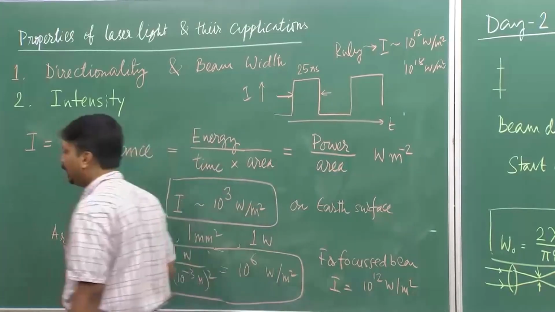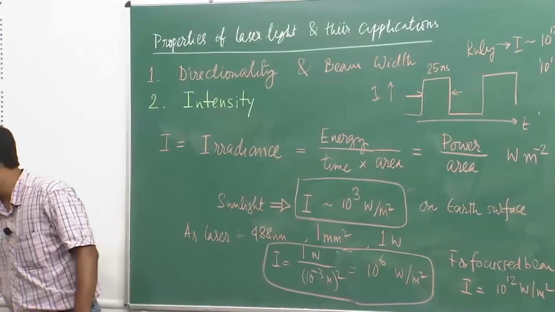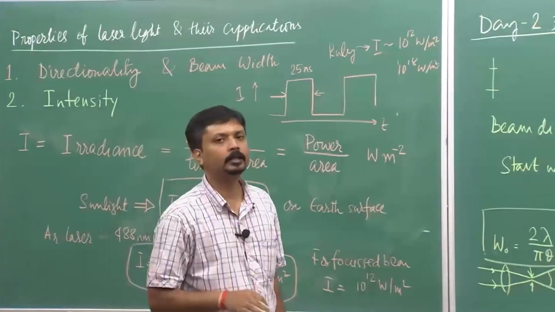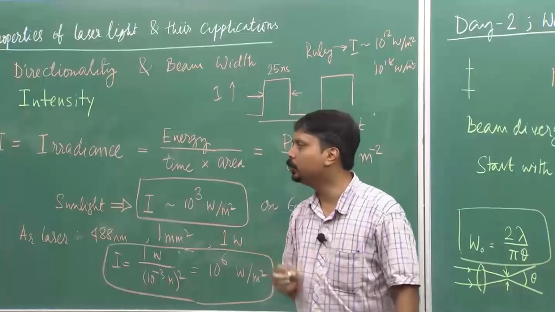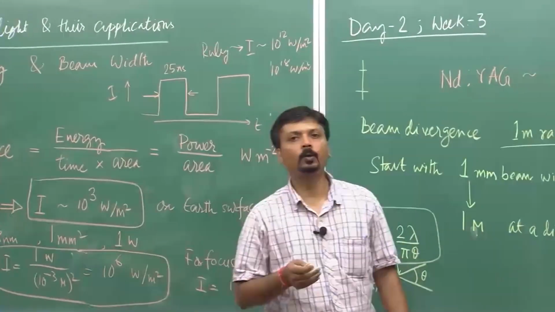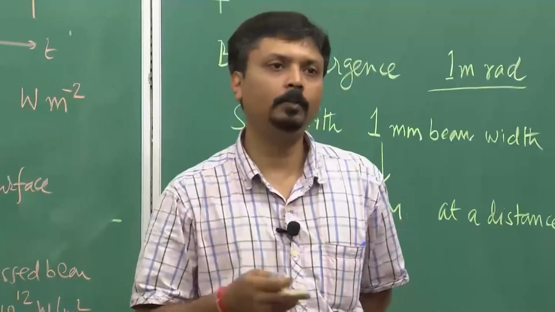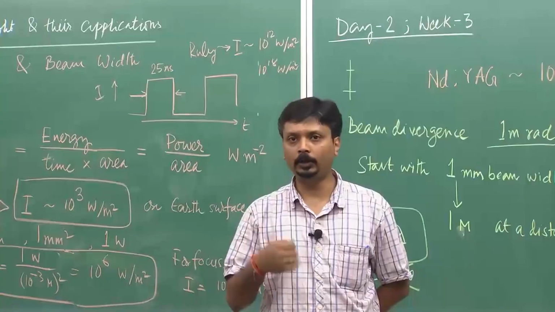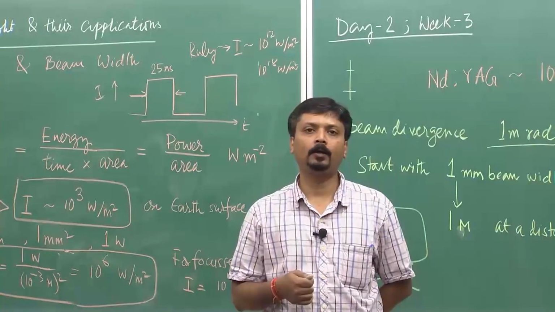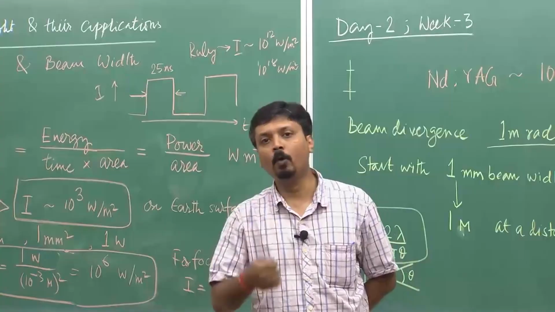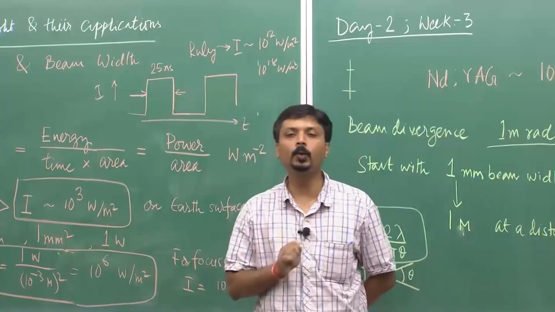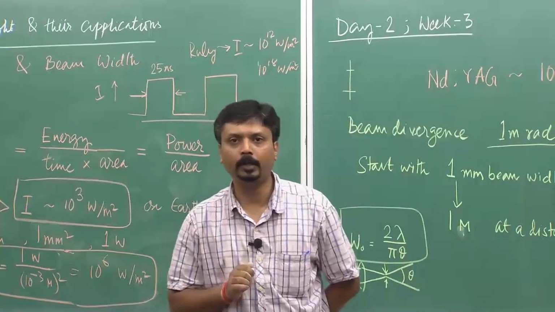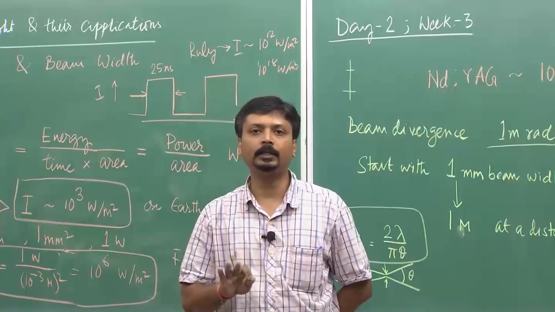There are a couple more properties that we need to quickly discuss. One is the coherence, another is the monochromaticity. We have to stop today because of lack of time. In the next class we will start with those two properties and look at their applications. We will also learn how to estimate the number of modes corresponding to one particular gain bandwidth. We will talk about all these things in the following class.